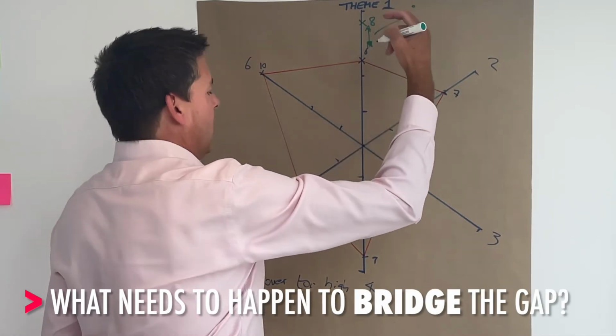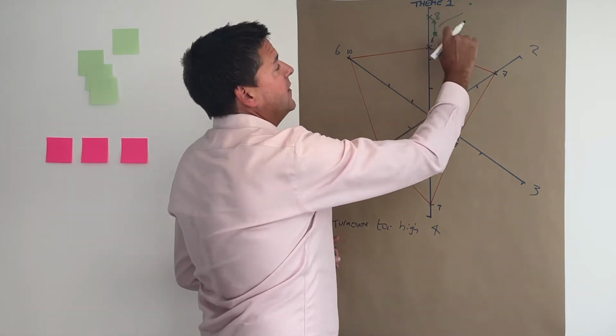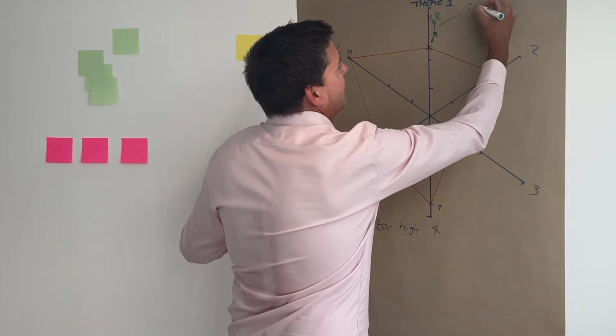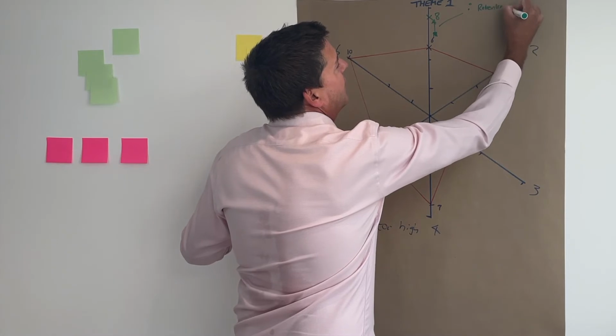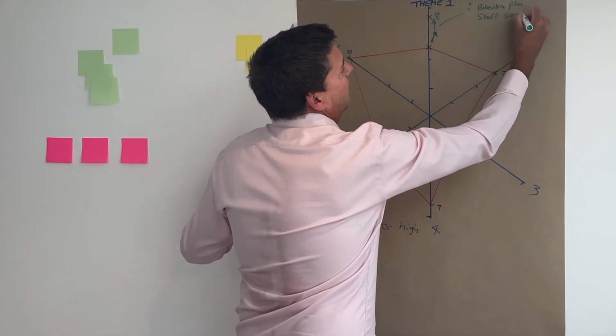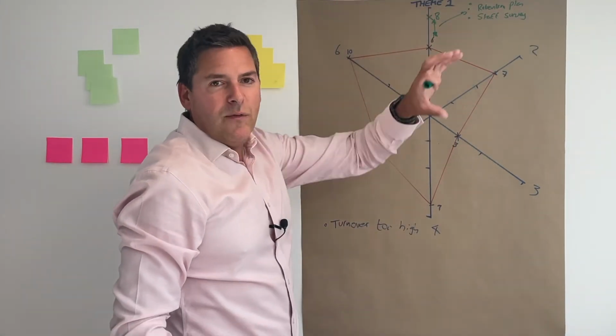So this is where they'll say, well, we said turnover was too high, and that was why we only gave it a 6. Staff turnover is too high, so we need, I don't know, a retention plan. We need a staff survey. Who knows? I'm making these things up as I go along, but those are the kinds of things that you might see in that gap that need to be done.